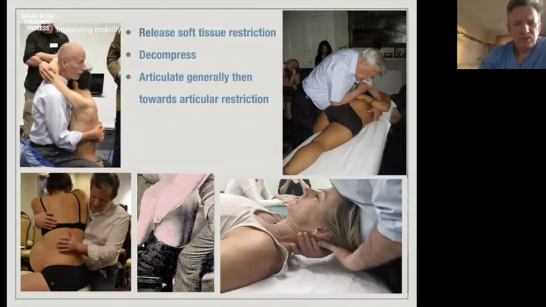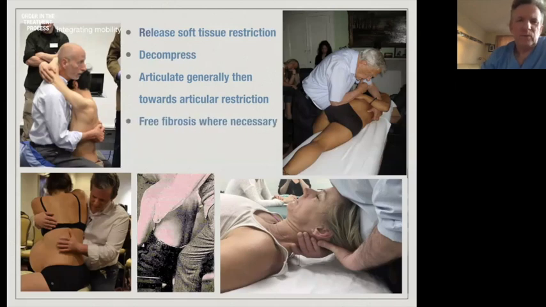In terms of dealing with restrictions, we're going to think about articulating quite generally. So partly diagnostically, and then from diagnostic movement into slightly more adjustive movement in terms of the way that the lever and fulcrum work together. And then from that, moving from a general sense to more specific. So we're moving from areas of mobility towards areas of lesser mobility. That's how we spread mobility, if you like, into the system.